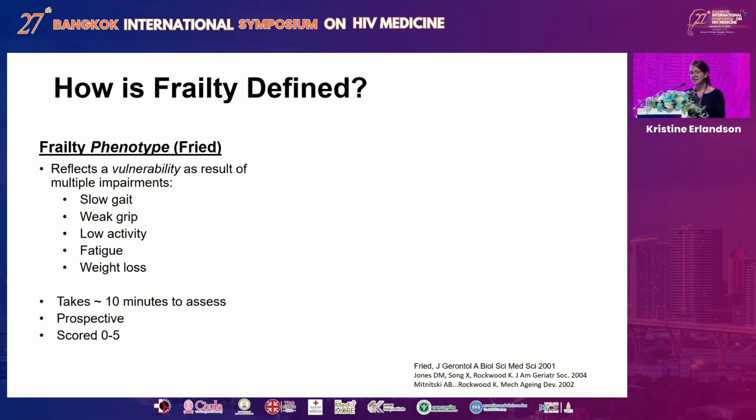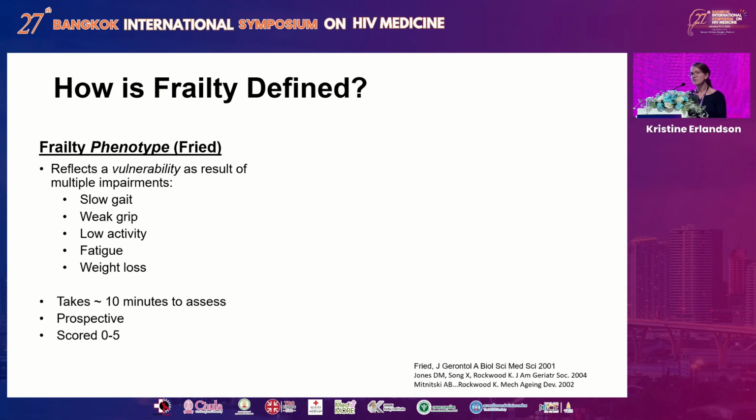This assessment takes about 10 to 15 minutes to complete, and it's usually done prospectively so that we can assess someone's gait speed in real time, someone's grip strength in real time. Some recent groups have tried to go back and look at some reports of questions if someone reports that they have walking impairment and come up with varieties of this, but generally it's done prospectively.